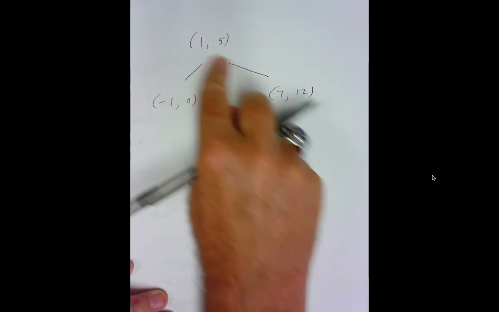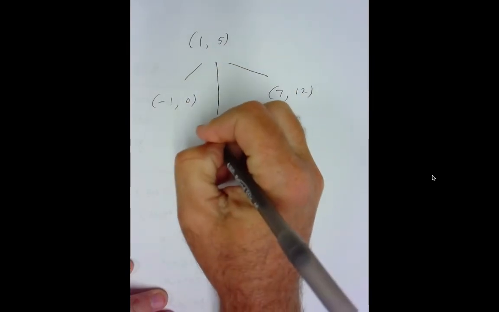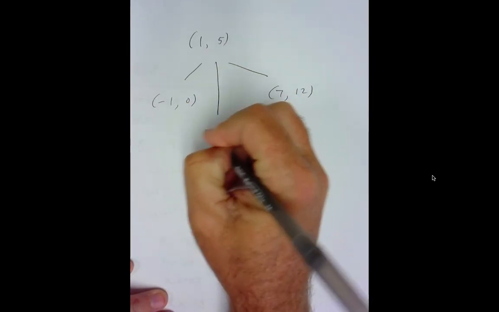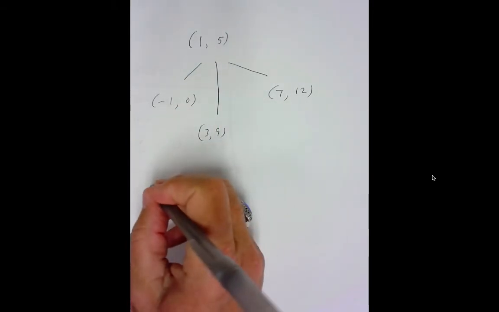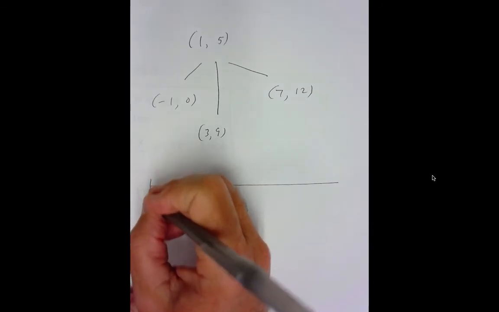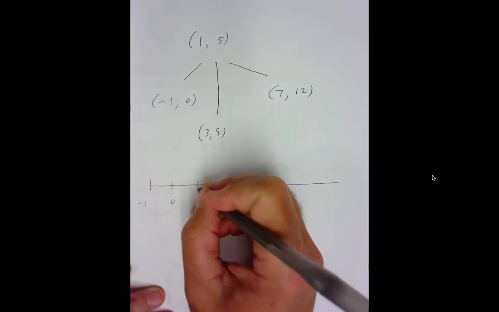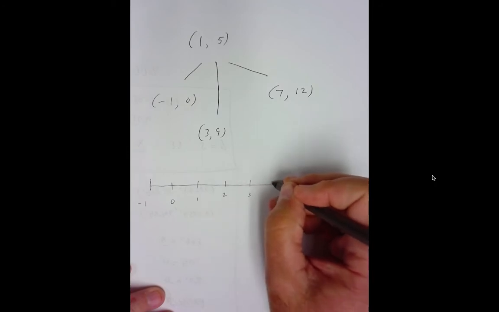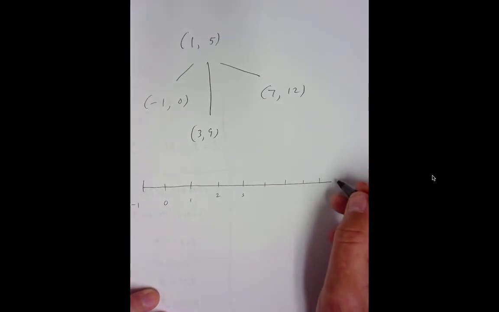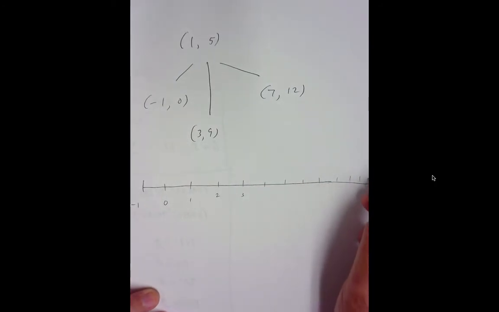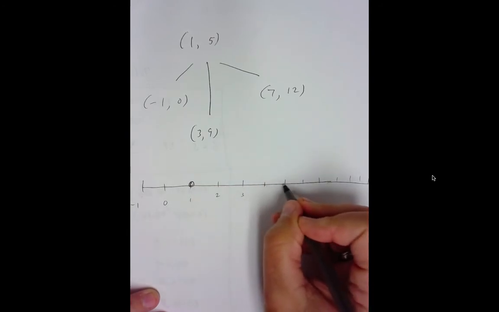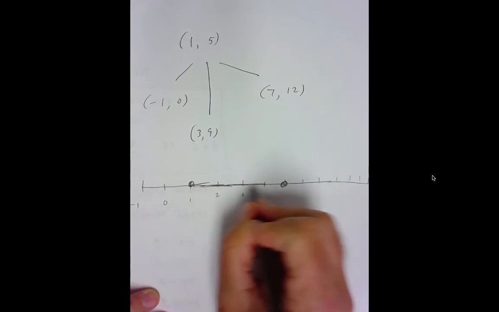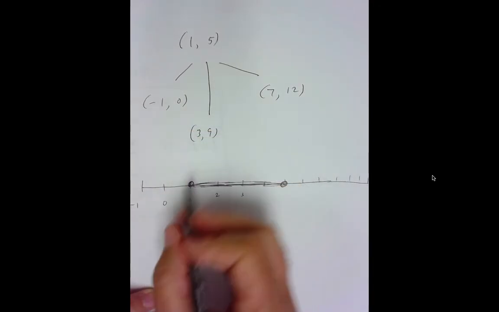This interval is completely above this interval. This interval has an overlap. Okay, and it's easy if we go from -1, 0, 1, 2, 3, 4, 5, 6, 7, 8, 9, 10, 11, 12. Pretend there's a 12 out there. This one goes from 1 to 5. This is from -1 to 0.